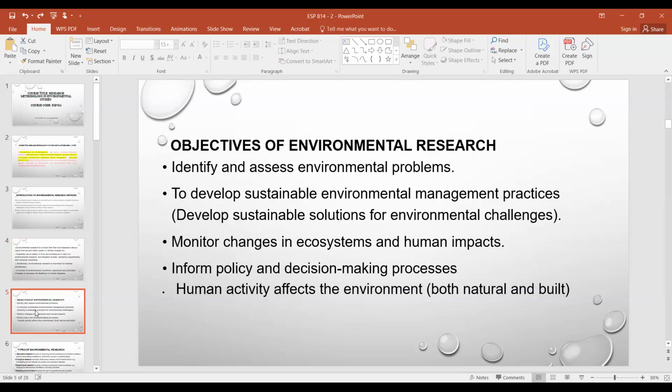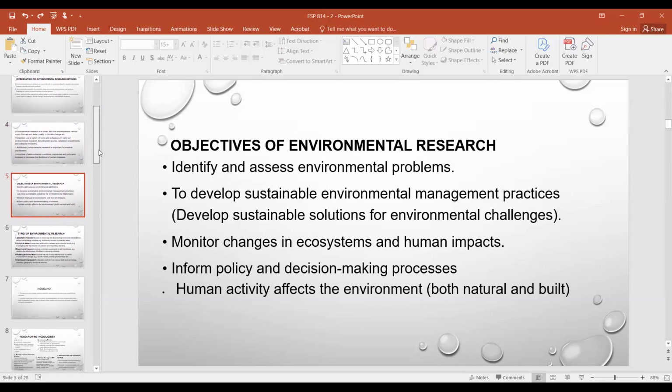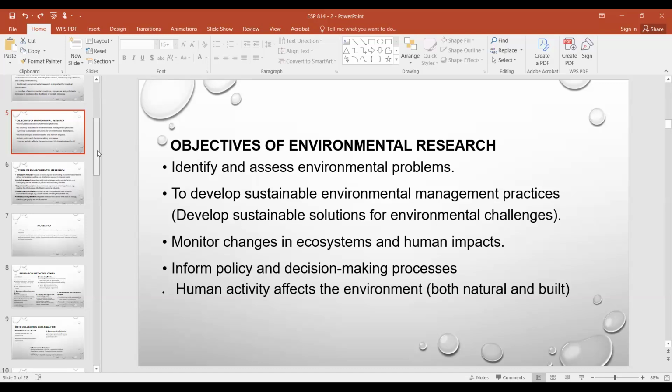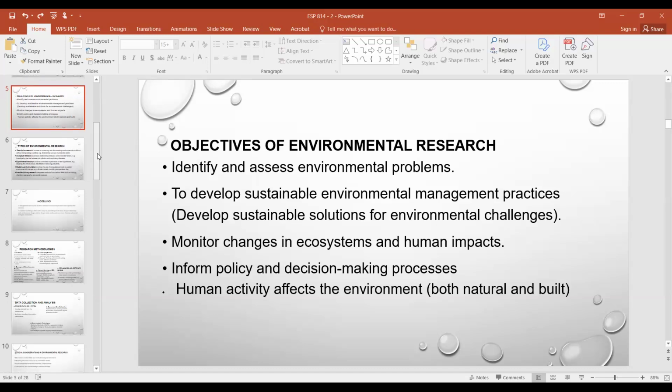So what is the objective of this environmental research? I've mentioned some of them, even in this, my field talk that I have done. What is the objective of environmental research? Why are we studying the environment? Why are we carrying out research on our environment? This is because we want to identify and assess environmental problems. We have problems, we want to know where these problems are coming from.